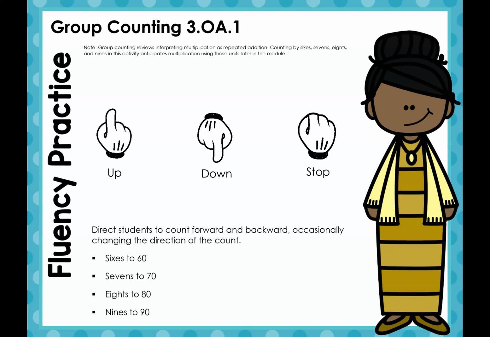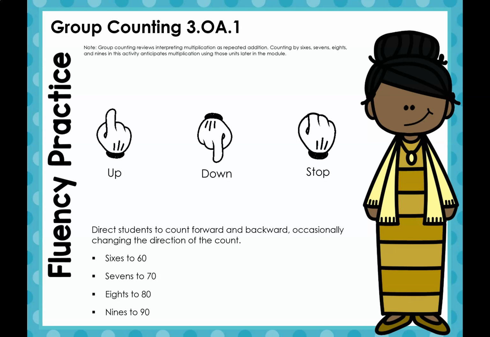Okay, by 6s. Here we go. 6, 12, 18, 24, 30, 36, 42, 48, 54, 60. Okay, you can even go back in the video and play it again if you want to practice one more time. That's the one good thing about me being on video.